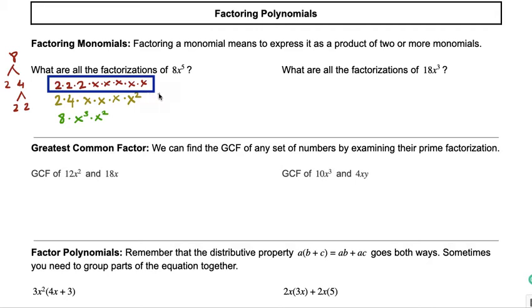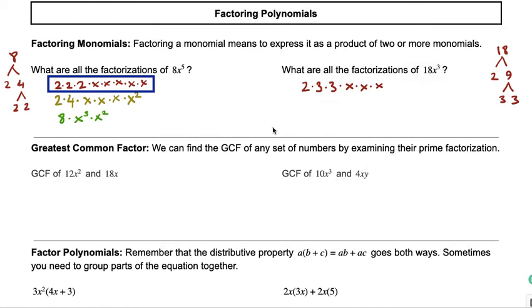Okay, so let's take a look at another one. The factorizations of 18x cubed. Once again, we take our prime factorization of 18, which is 2 times 9 and 3 times 3, so 2 times 3 times 3 is our prime factorization of 18. And then we tack on x times x times x along with it. Those are our 3 x's from x cubed. So that's our complete factorization of 18x cubed.